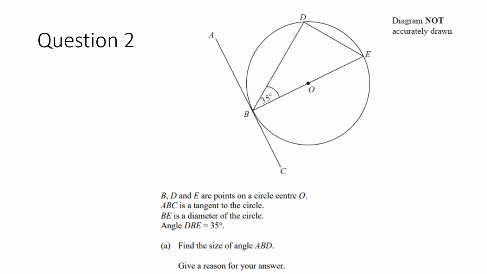ACB is a tangent to the circle, and BE is the diameter. Angle DBE is 35 degrees. Find the size of angle ABD. So remember, these two questions are based on the rules that we've learned about today.